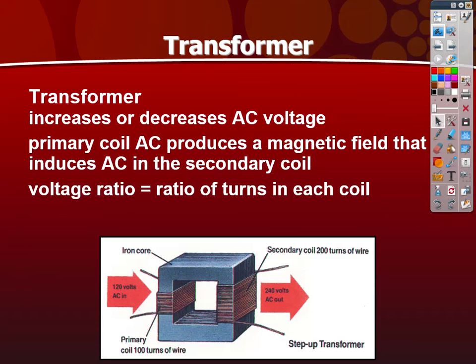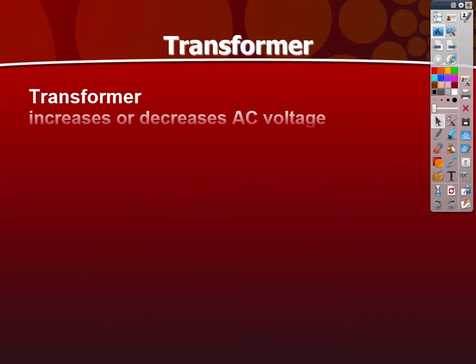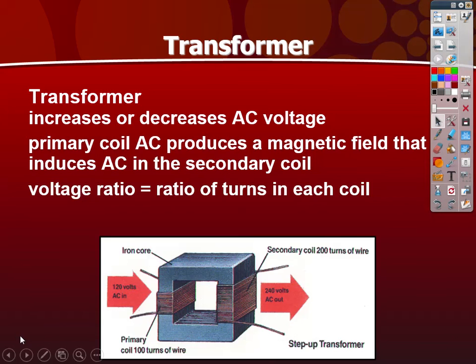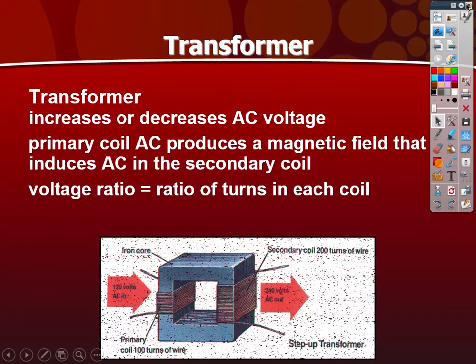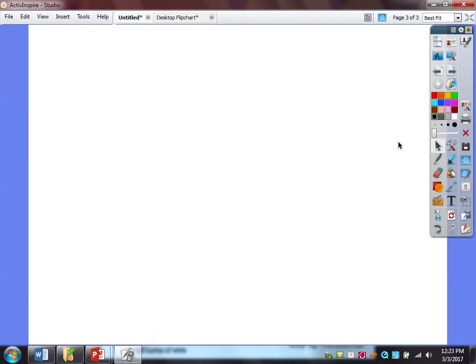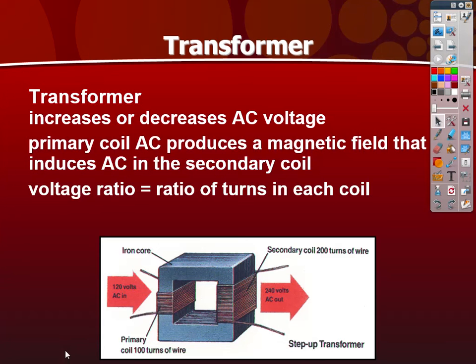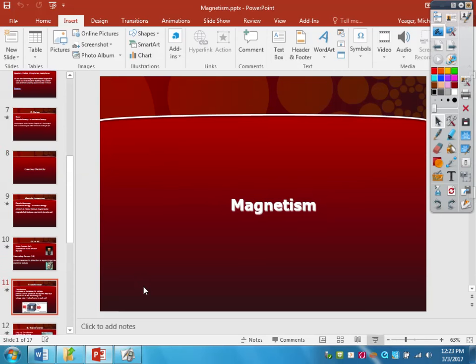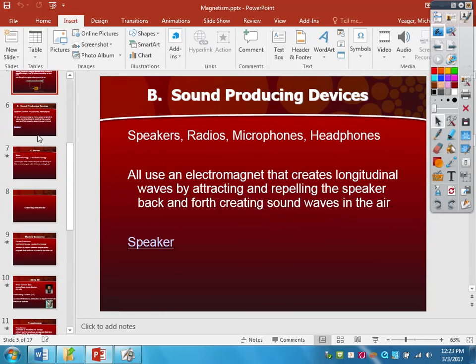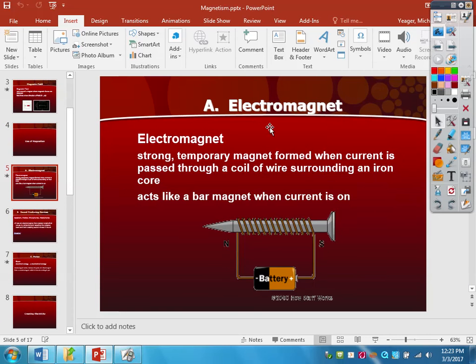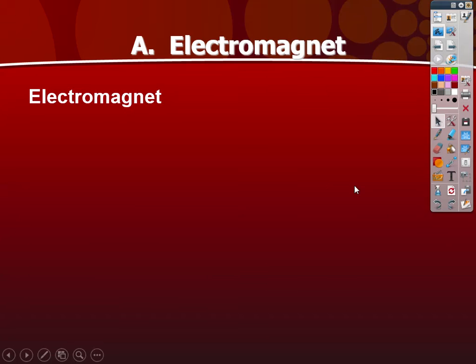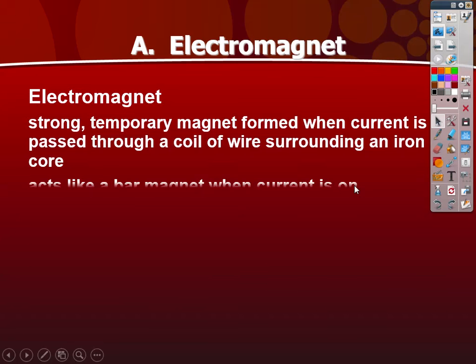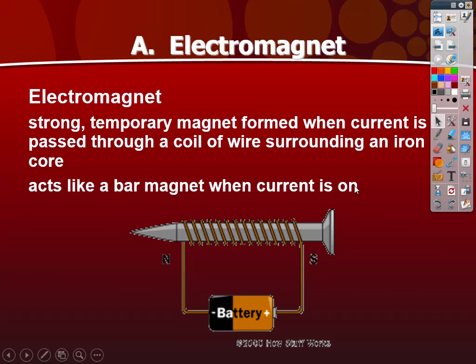So I need to take a step back. I want to go back to one thing real fast. Sorry. I want to go back to electromagnets real fast. There's one thing I forgot to quickly mention here. There are many ways to improve an electromagnet, and that's what a transformer is going to take advantage of.